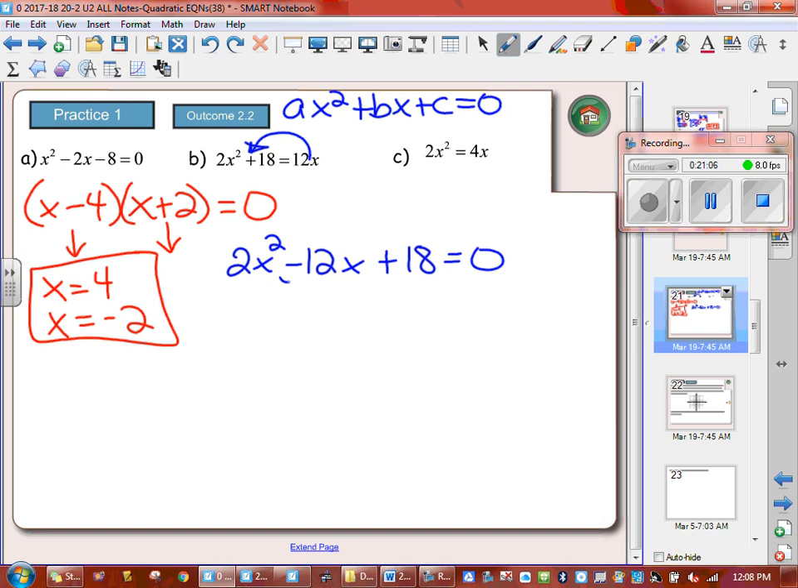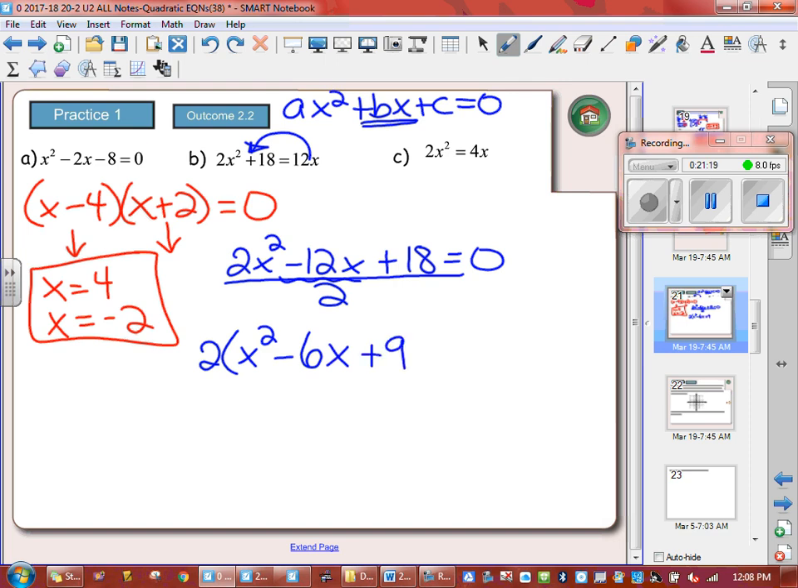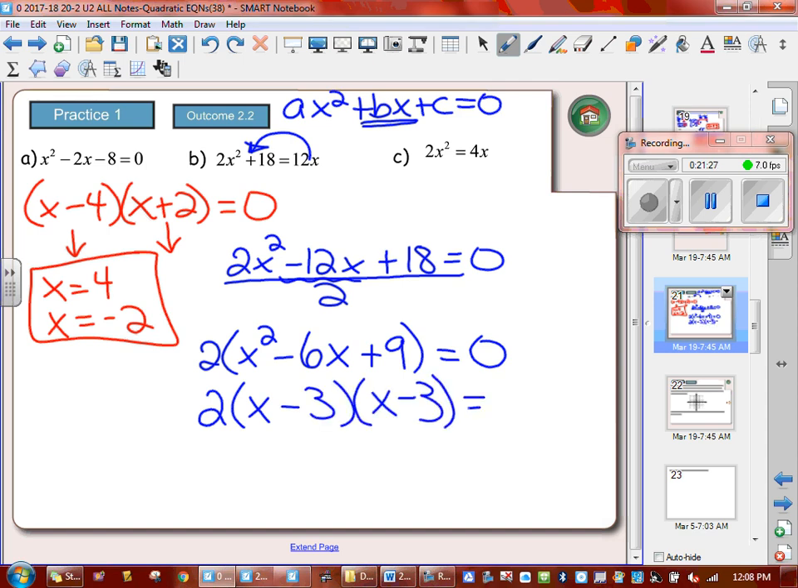Now we're going to divide out a GCF of 2, which gives me x squared minus 6x plus 9 equals 0. When I do the diamond on him, you should have got x minus 3 and x minus 3 equals 0. That's only going to give us one solution of x equaling 3. Check your work.